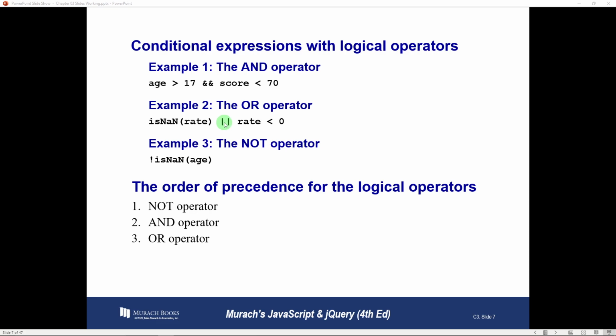A short circuit on an or operator. So an or operator, the left side has to be true, or the right side has to be true. If I test this one on the left and it's true, well, I've met one of those conditions. I don't even have to test the right side anymore. Okay. So short circuit on an or operator, if this one is true, it doesn't test the right side.